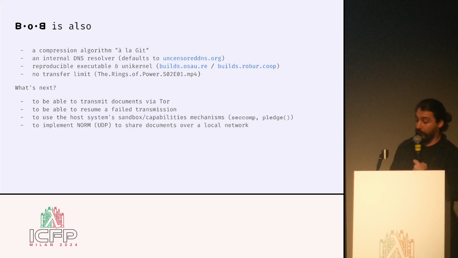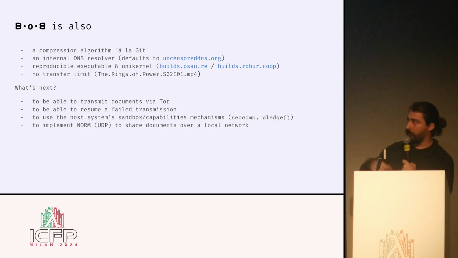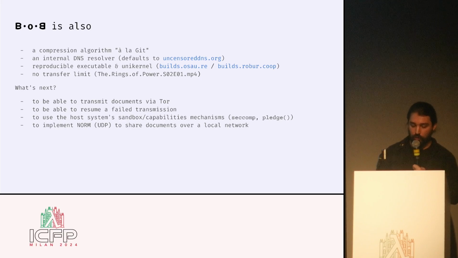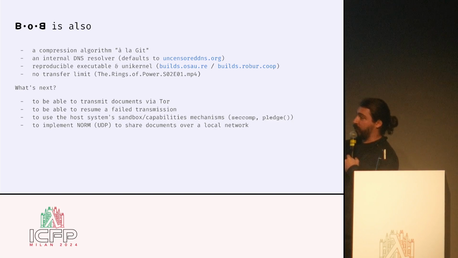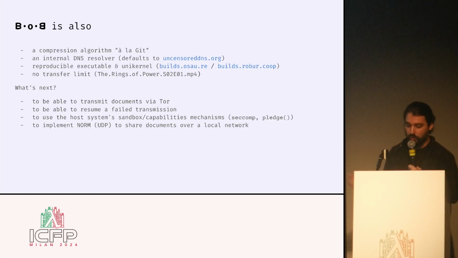And for the next things, we would like to be able to send the file in an anonymous way via the Tor network. So the pull request is available, but it changed the protocol a bit, and we would like to finish another feature first. It's like resuming a failed transmission. So if you failed, you can resume and just do what is missing for the transmission. We would like to also take advantage of capabilities and sandboxing from the host system. So seccomp for Linux and pledge for OpenBSD. It's mostly to say that, okay, Bob will not try to do something weird on your system and will just make some bunch of files.